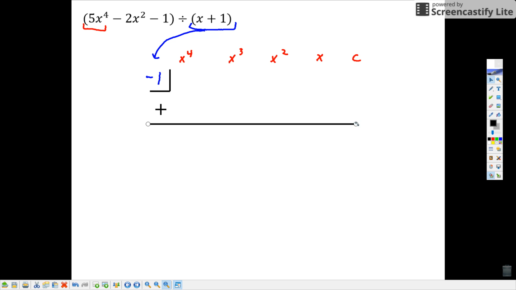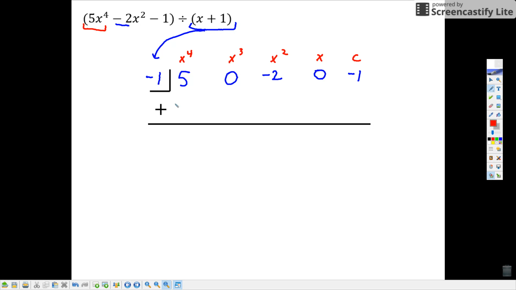And then remember, right underneath those, I'm going to put my coefficients in front of each one of those. So for this problem, we have a coefficient of 5 in front of x to the 4th. Now notice how we don't have an x cubed anywhere. If that's the case, you put a 0 in. X squared has a coefficient of -2. Once again, just like x cubed, there's no term with an x, which means I'm going to put 0 in. And then there is a constant, so I'm going to put -1 in for the constant.